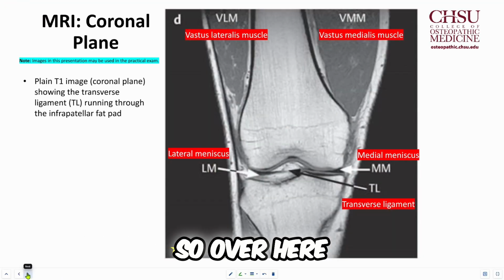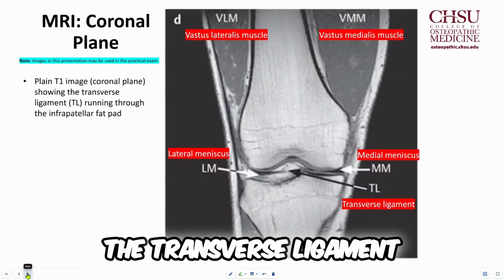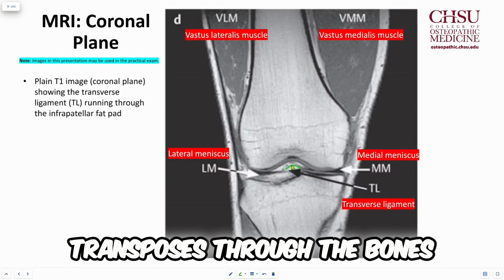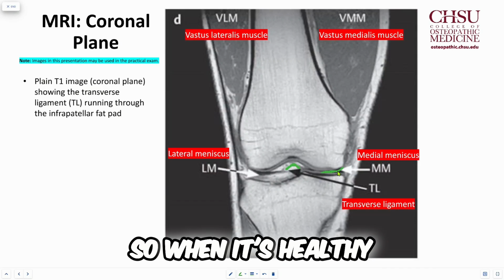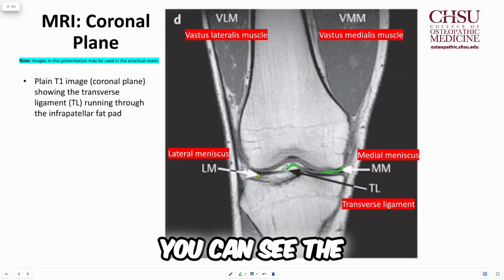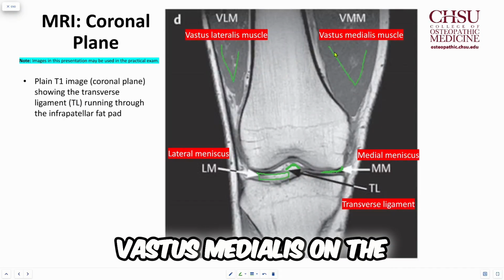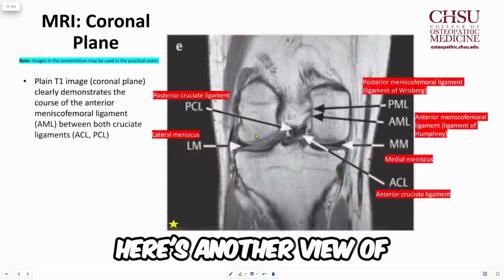All right, so over here again a T1 plane image, coronal slice showing you the transverse ligament, TL, transposes through the bones. We have the medial meniscus right here, shown in dark wedge. So when it's healthy, it's nice and dark. And over here, you can see the lateral menisci, vastus medialis on the right, and vastus lateralis on the left. Here's another view of the coronal plane.